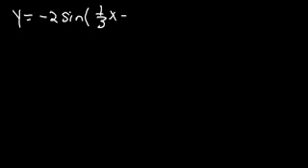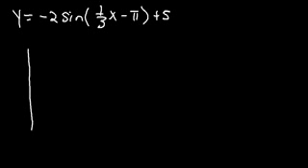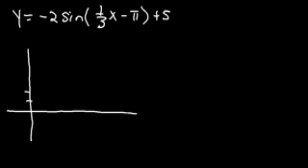So let's say you want to graph y is equal to negative 2 sine(1 third x minus pi) plus 5. So the bulk of the graph is going to be at the top, at 5.